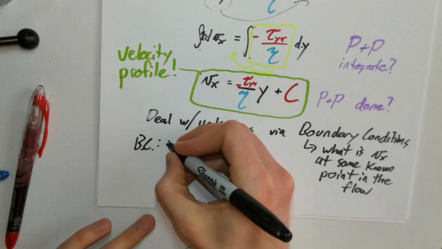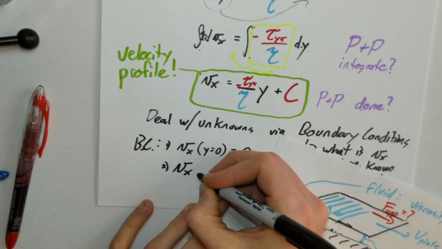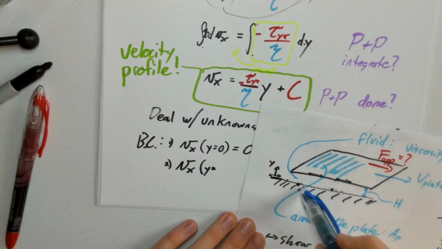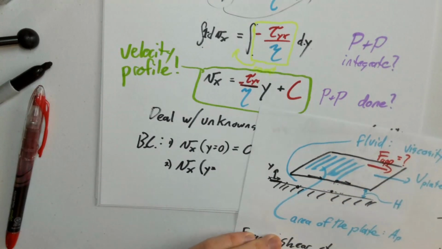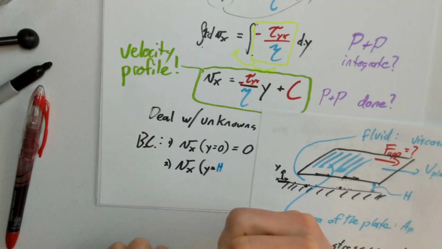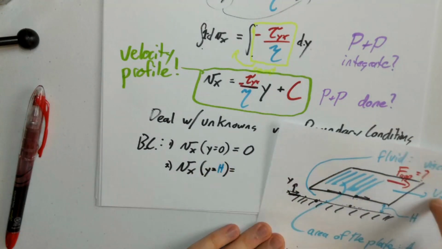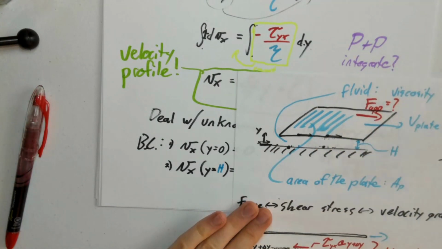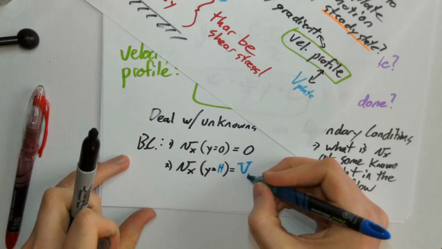So we're going to need a second boundary condition. And the second boundary condition is, what is our x velocity at y equals the top plate? We put our origin at the bottom, and so at y equals capital H, i.e. the gap height between the two plates, that x velocity must be, well, the plate's. The fluid particles immediately next to the plate must be trucking along with that top plate at a velocity V plate.